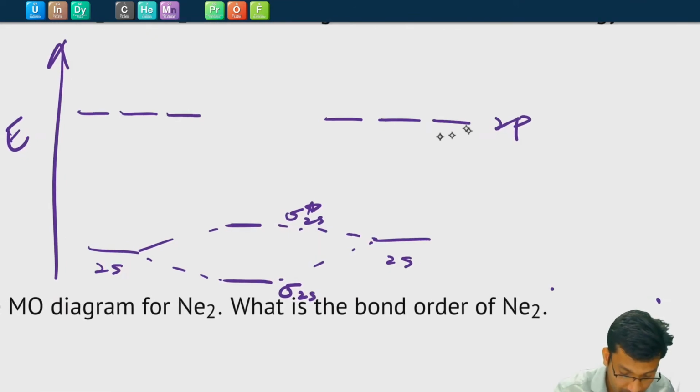All right. For the 2p, we talked about how the lowest in energy would be the 2 pi star.